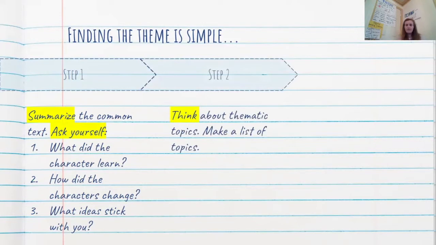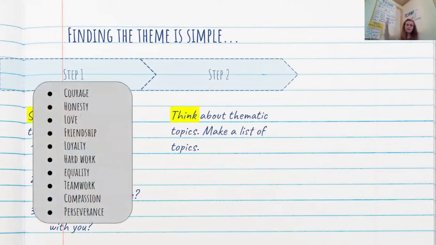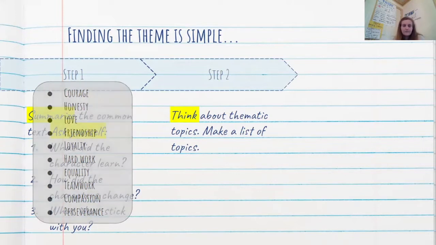Your second step is going to be to think about thematic topics. So this is a list, it's the same ones that are up here, of different thematic topics. So you're going to think which of these topics relate to our story. You might have 3 or 4 or 5 topics written down.